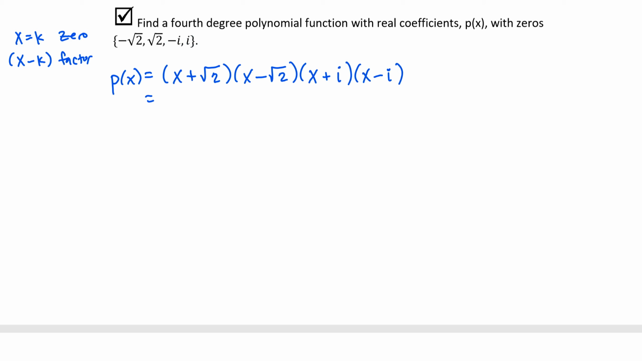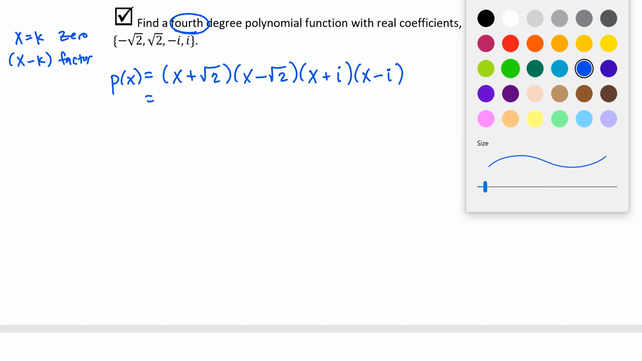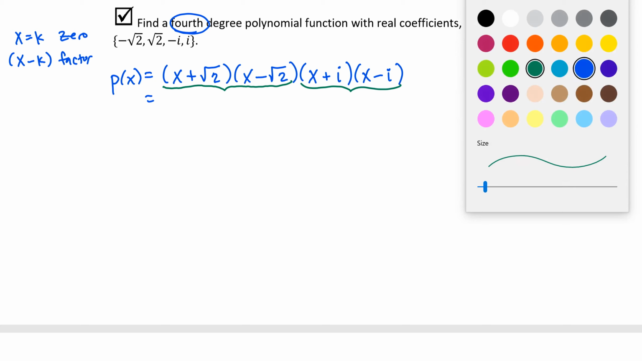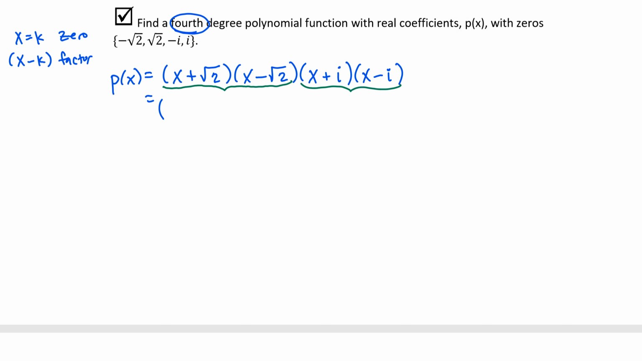Now, we want to prove that this is a 4th degree polynomial. So we're going to have to do a little bit of FOIL here, and we're going to do it step by step with the easiest approach possible. These 2 factors are very similar, so I'm going to FOIL those, and these 2 factors are similar, and so I will FOIL those. Working on our first set here, make sure you keep this all in parentheses.